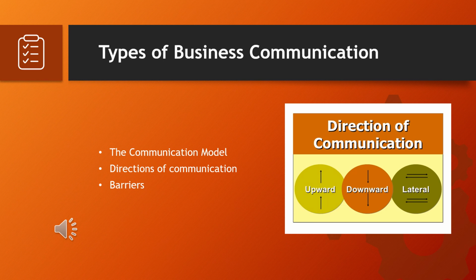The communication model consists of communication needs, sender, message, audience, and response. Directions of communication consist of 3 different channels or directions: downward, upward, and lateral. Upward from subordinate to manager, downward from manager to subordinate, and lateral from employee to employee.